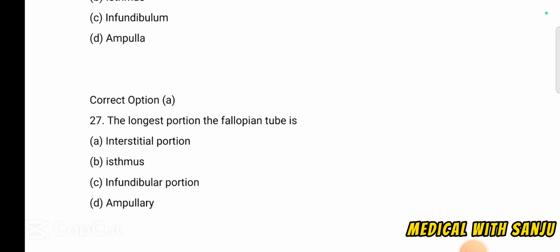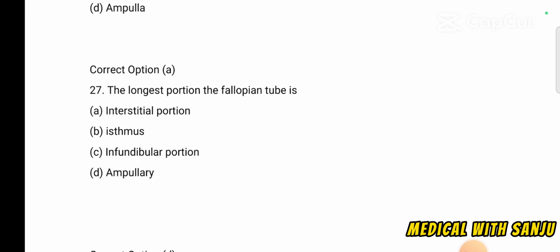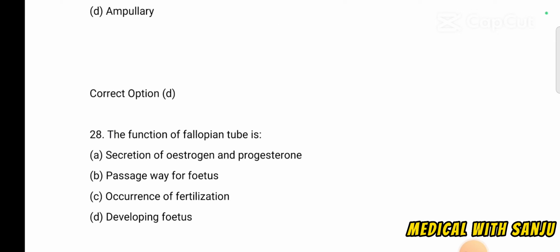Question number 27. The longest portion of fallopian tube is option A interstitial portion, option B isthmus, option C infundibular, and option D ampullary. The longest part of the fallopian tube is ampulla. Option D is right answer.